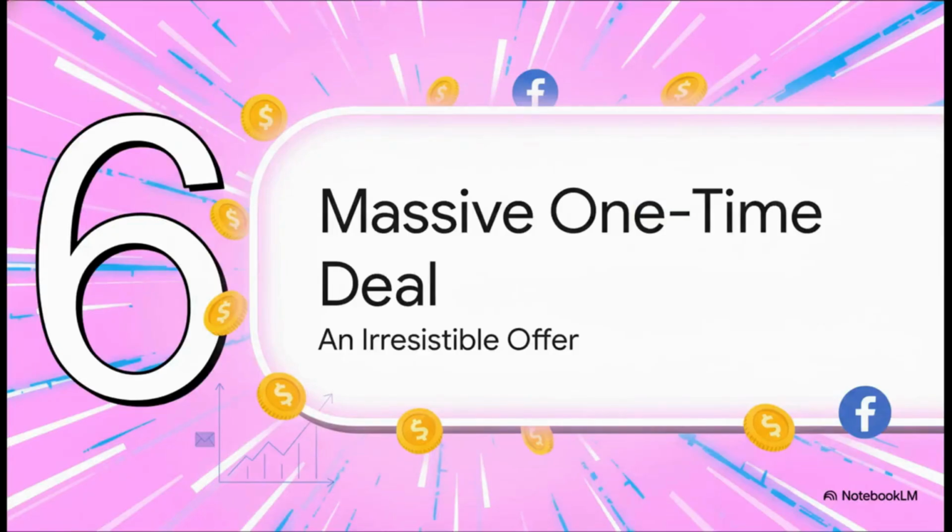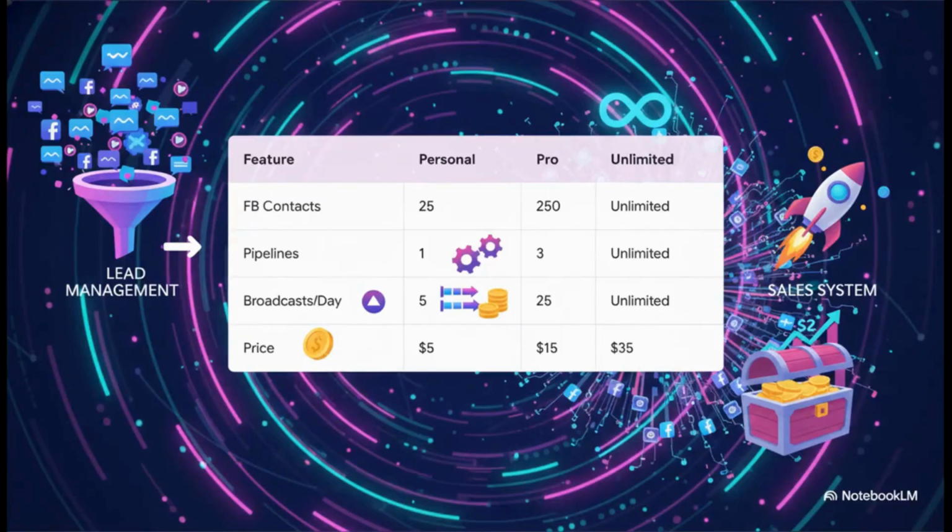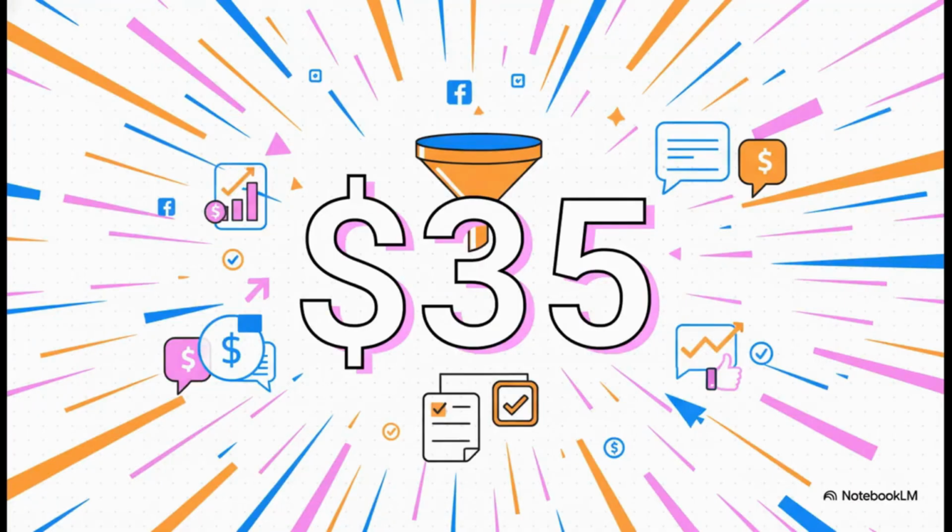All right, let's talk about the offer that was presented for this tool, because the pricing here is pretty wild. You can forget about those typical monthly software fees. This thing is structured as a one-time deal. Let's break this down. You've got 3 options: Personal, Pro, and Unlimited. Personal gets you in the door for just $5. Pro bumps you up to way more contacts and pipelines for $15. But then you look at the Unlimited plan. You get unlimited everything: contacts, pipelines, broadcasts. And the price for all that is just $35.